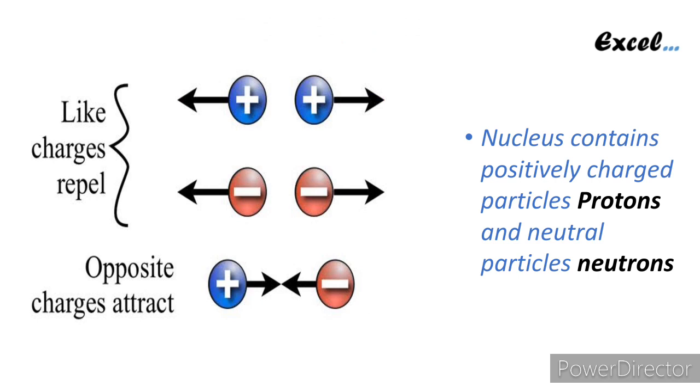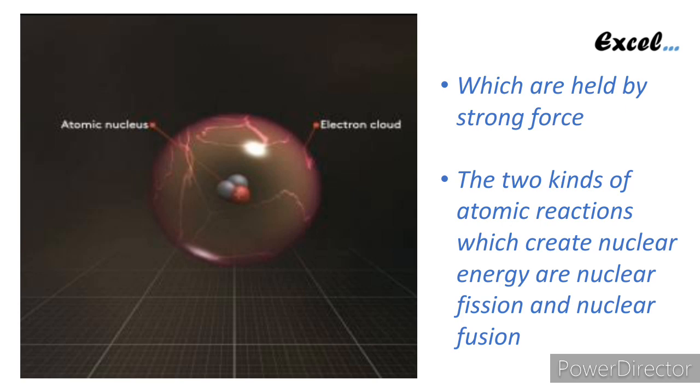Similarly, similar charges repel each other. As we know, the nucleus contains positively charged particles called protons and neutral particles called neutrons, all held in one small place, which are held together by a strong force. This power can be used to produce electricity, but it must first be released from the atom. The two kinds of atomic reactions which create nuclear energy are nuclear fission and nuclear fusion.